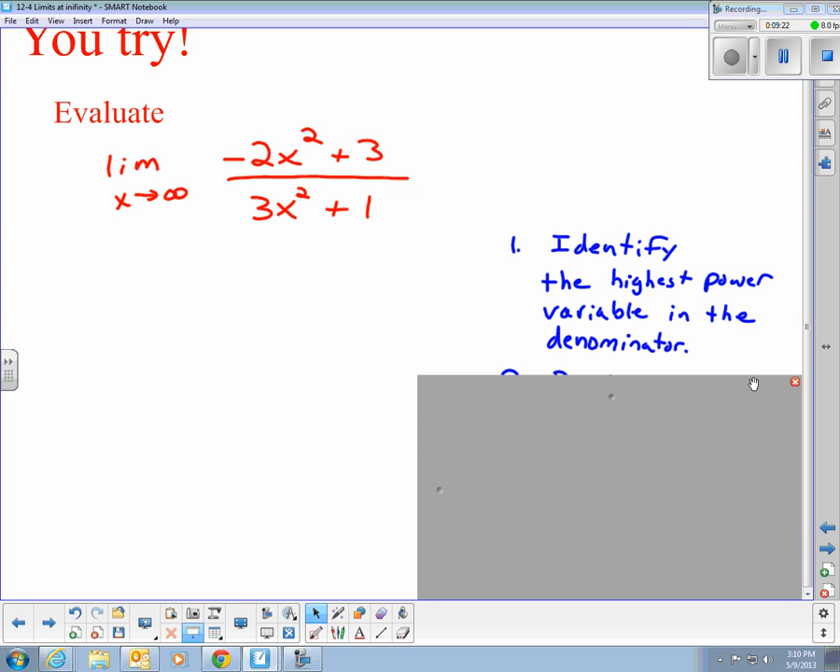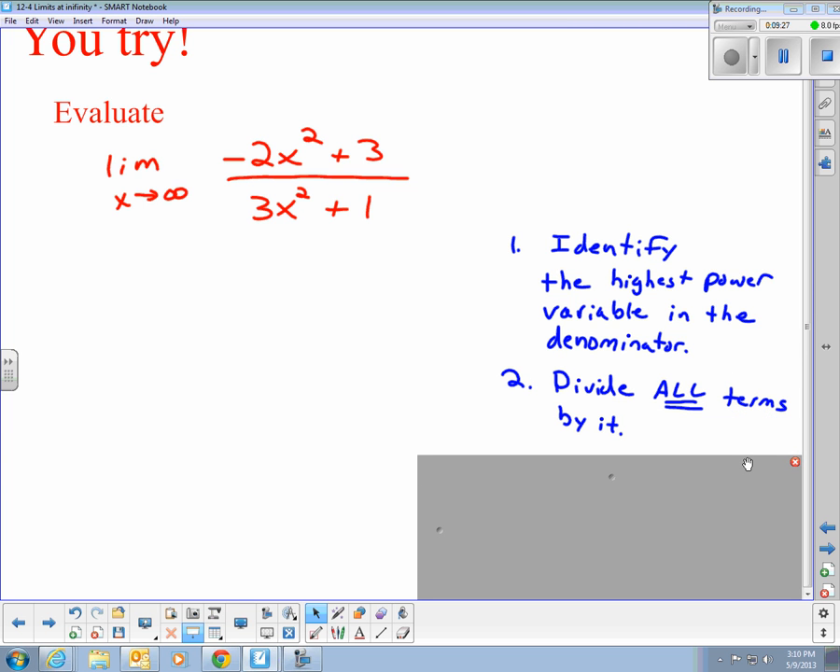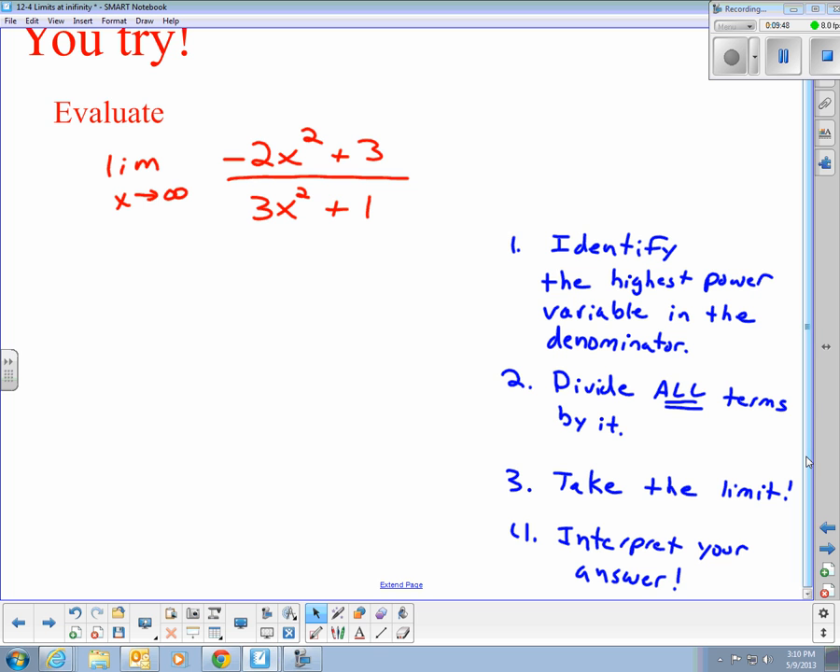The first thing I'd like you to do is identify the highest power variable in the denominator. Okay, once you've determined what that is, I would like you to take that variable and divide all terms by it in the numerator and denominator. Simplify it, cross-canceling some x's, and then lastly, I need you to take the limit as x goes to infinity, so plug them in and decide what's happening. Is it going to 0? Is it going up to infinity? And then I want you to interpret your answer and see what you come up with.